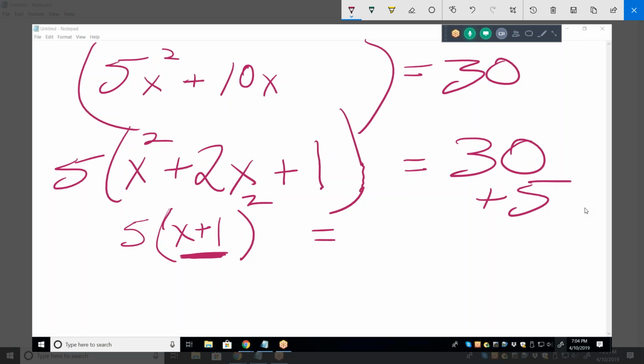Equals 35. Okay. Next step. Square root everything. Or no, isolate it first. Divide everything by 5. Okay, that gets rid of the 5 on that side. Get rid of the 5 over there and change that 35 to a 7, right? The reason I'm doing it like this is because I'm running out of room to write. Next step.